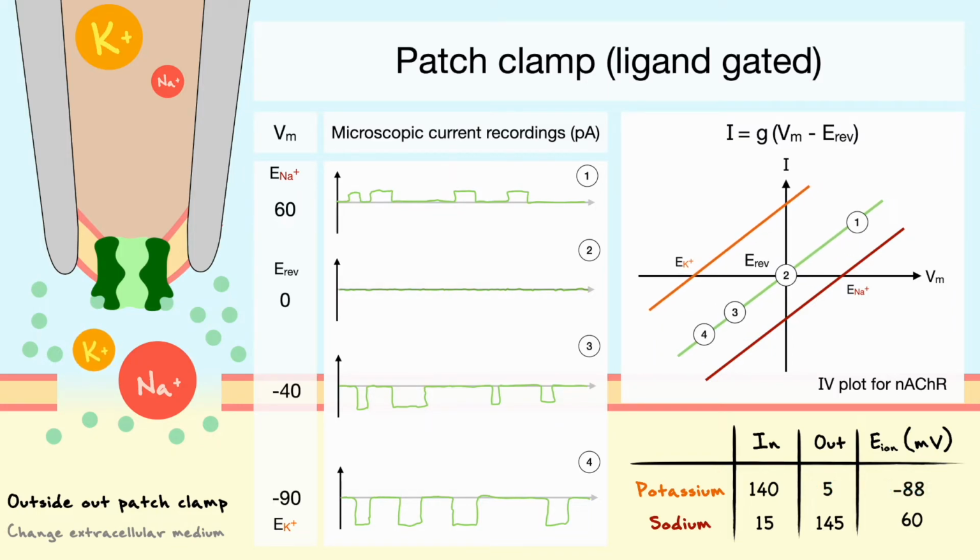This is typically the experiment that is used to illustrate what the receptor is permeable to, but keep in mind that the receptor is also permeable to calcium with varying degrees depending on its subunit composition.